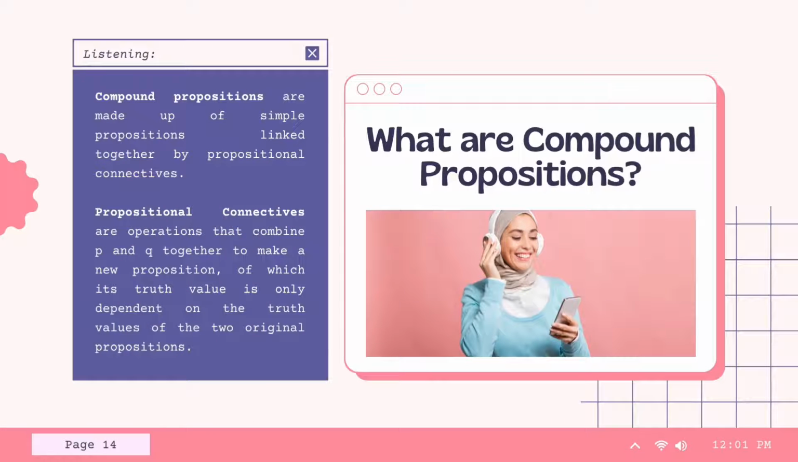Now, let's move on over to compound propositions. What are they exactly? Compound propositions are made up of single propositions linked together by propositional connectives. What are the propositional connectives, you might ask? Well, essentially, propositional connectives are operations that combine P and Q together to make a new proposition, of which its truth value is only dependent on the truth values of the two original propositions. Basically, a compound proposition will not be automatically true just because it has one true statement in it. That's what the propositional connectives determine.